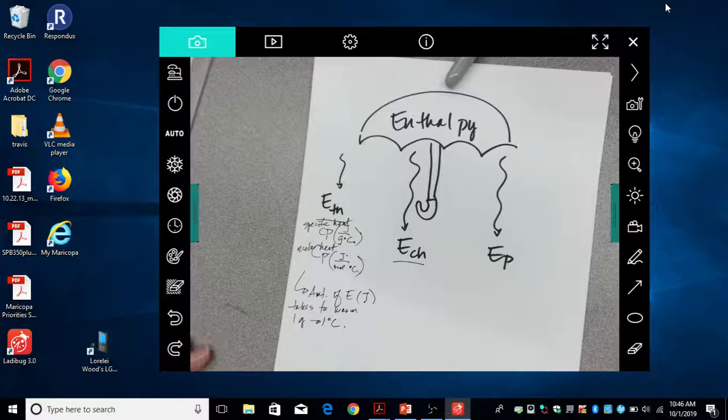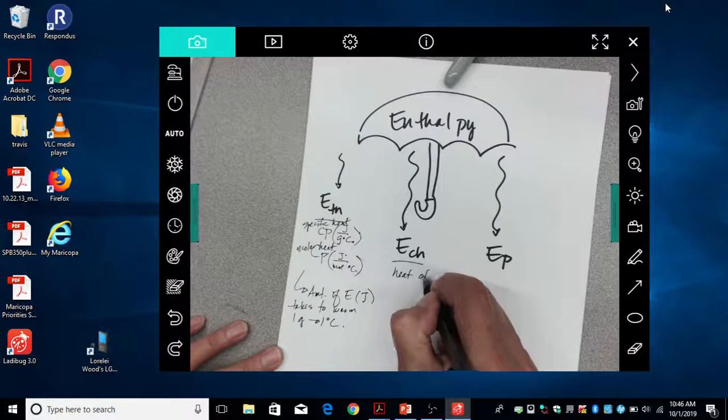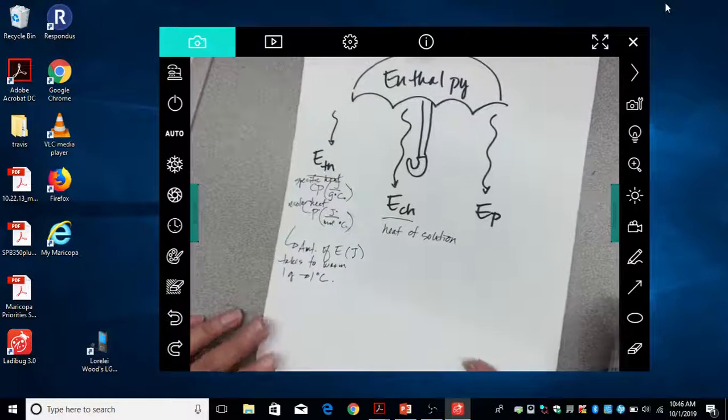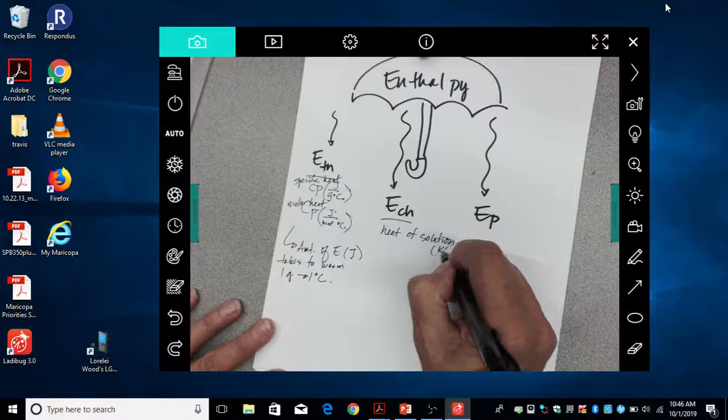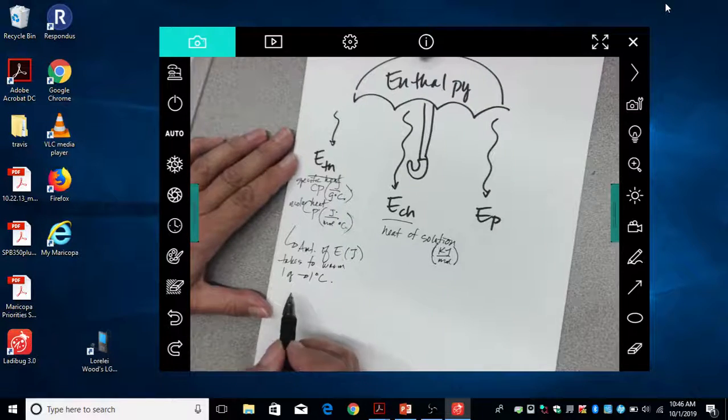All right, we've got energy chemical. Energy chemical, we have terms like heat of solution. It's an interesting vocabulary term. Heat of solution, generally units are going to be kilojoules per mole, because the heat of solution, now, you know what, let's go back to heat thermal, heat energy.